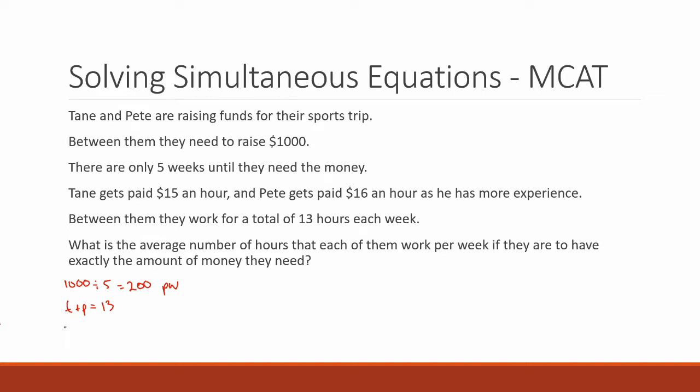And we also know that Tane gets $15 per hour. So 15 times T, which is the number of hours Tane works, plus 16 times P, which is the number of hours that Pete works, and that has to equal 200. Okay, so those are the equations that we're going to use, these two here, but we don't have enough room here, so I'm just going to make a new screen and rewrite it.